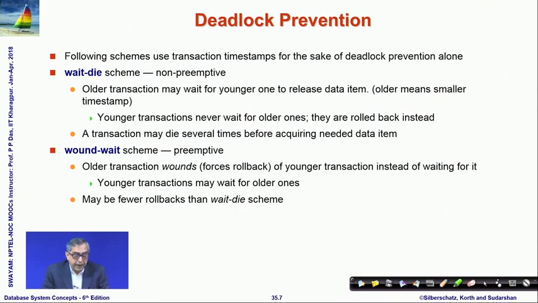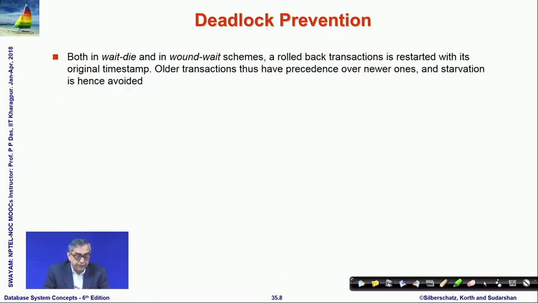So, by doing this preemptive one also, it is possible to have fewer rollbacks than the other scheme. So, it is a preemptive scheme, but the advantage is it might allow fewer rollbacks to happen, and with these two timestamp-based schemes, it is possible to actually prevent deadlocks, and for that reason these kinds of schemes are often preferred in many contexts.